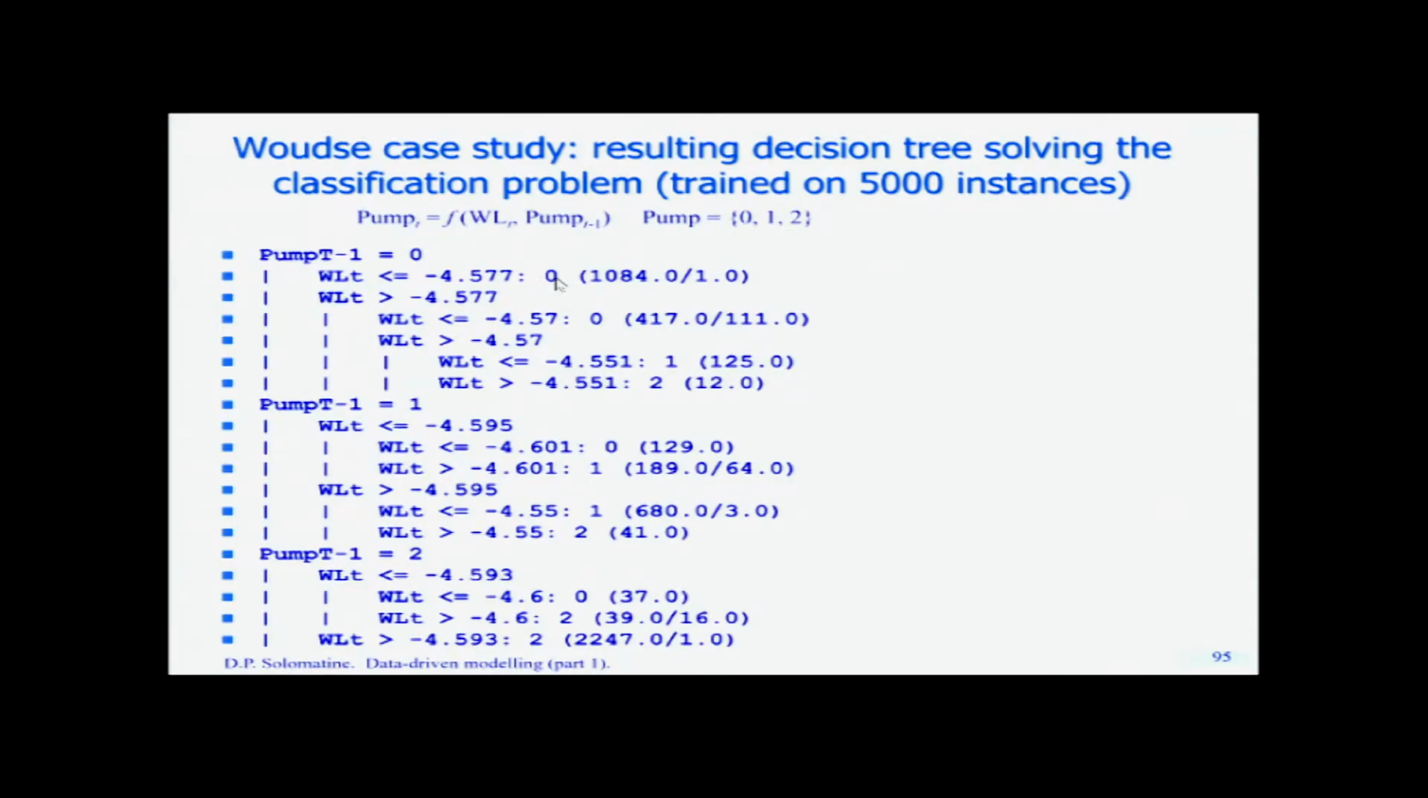If yes, we keep pump at level 0. We don't switch it on. However, if water level is above this level, we have to check again water level against 4.57. You see, it's almost the same, but still we do it. And if it's below, it's still 0. However, if it's above, then if it's below 4.5, then it's medium pump, and this is high pump. So it's one pump switched on and it's two pumps switched on.